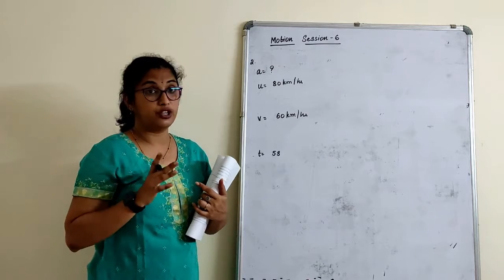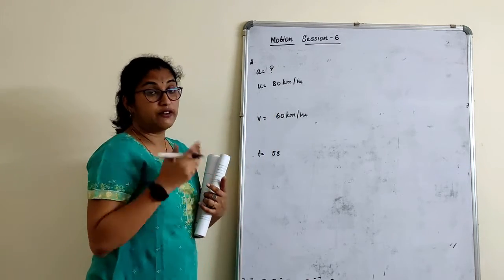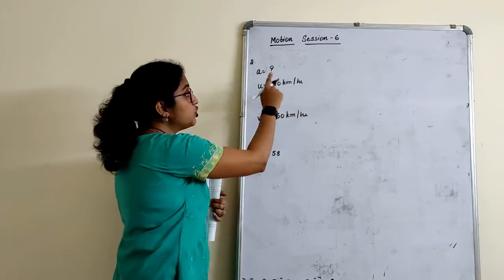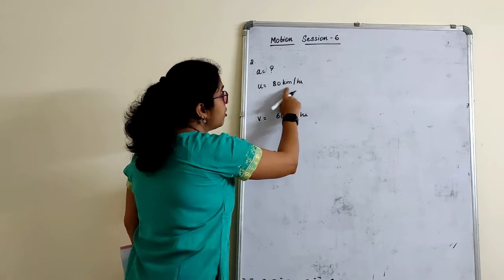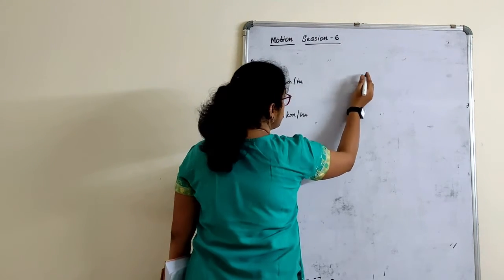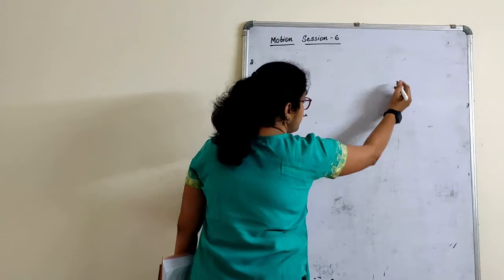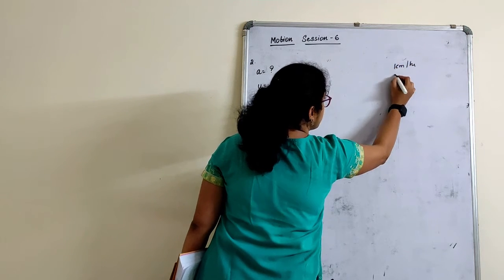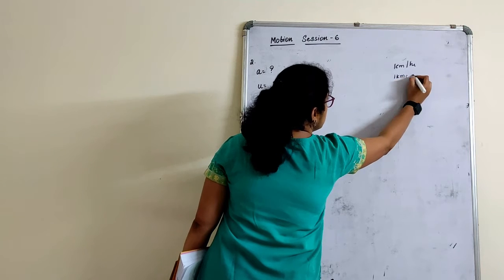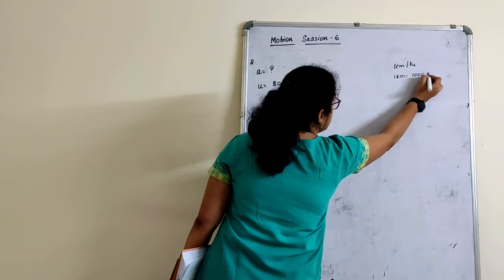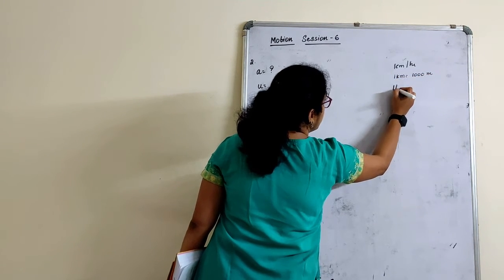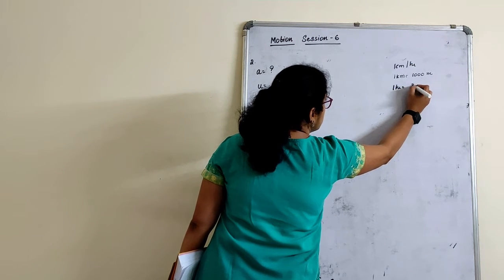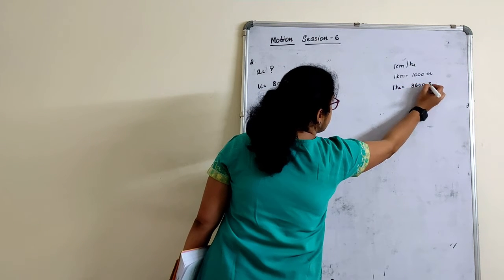Remember, there is one conversion. I will tell you the direct step, but initially I will show you the steps. Kilometer per hour, children. That's why I have left space here so that we can write. So, kilometer per hour: 1 kilometer is equal to 1000 meters, and 1 hour is equal to 3600 seconds.